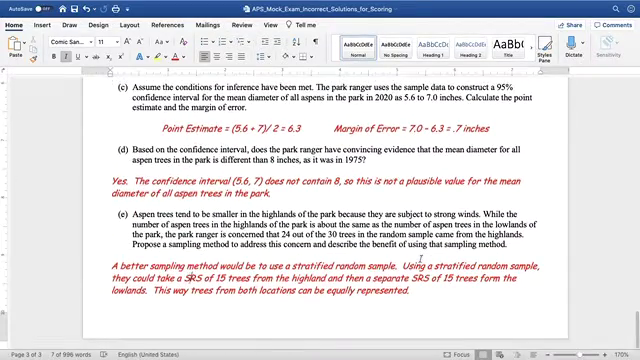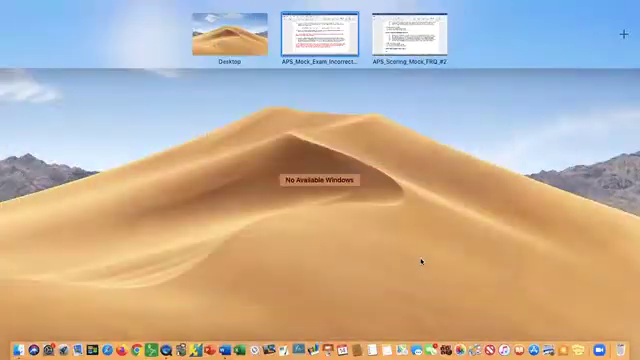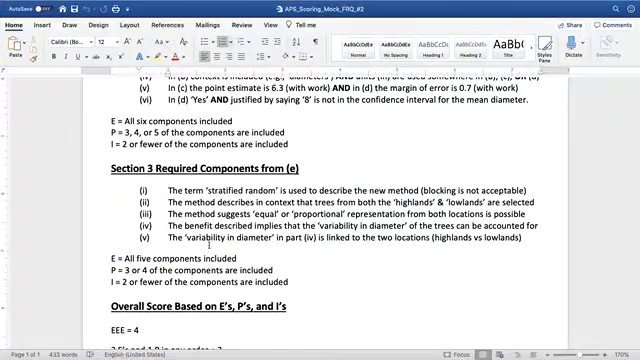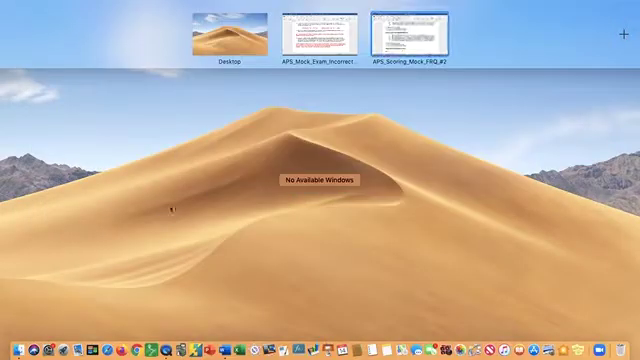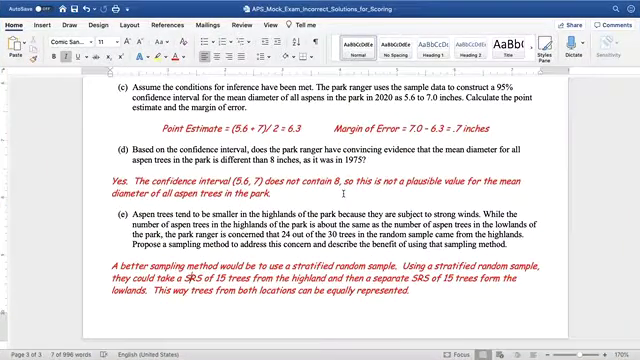It would have been okay to say we're randomly selecting the same number of trees from both the highlands and the lowlands, or a proportional number of trees from the highlands and the lowlands. That would have also satisfied component number 3. So the answer I've shown you right now does satisfy 1, 2, and 3. Now it's on to the part of the question that can be trickier. So components 4 and 5 are about explaining the last part of the question.